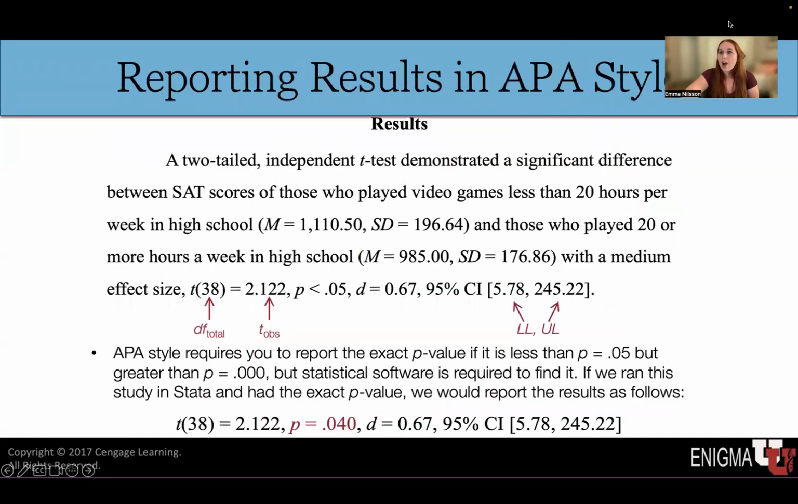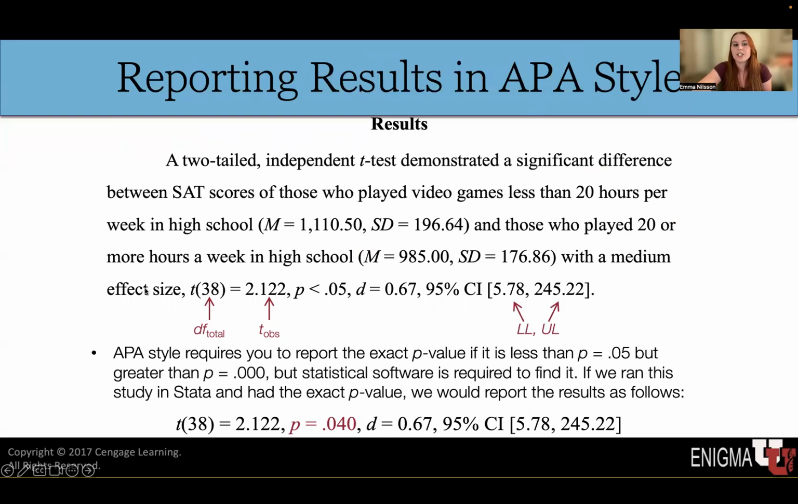Lastly, we're going to look at how we report the results of an independent t-test in APA style. In this context, you see we will often report our results in our results section. We talk about what type of t-test we're using. So a two-tailed independent t-test demonstrated a significant difference between SAT scores of those who played video games less than 20 hours per week in high school. And then we talk about the statistics of that group. The mean was here and the standard deviation was here.